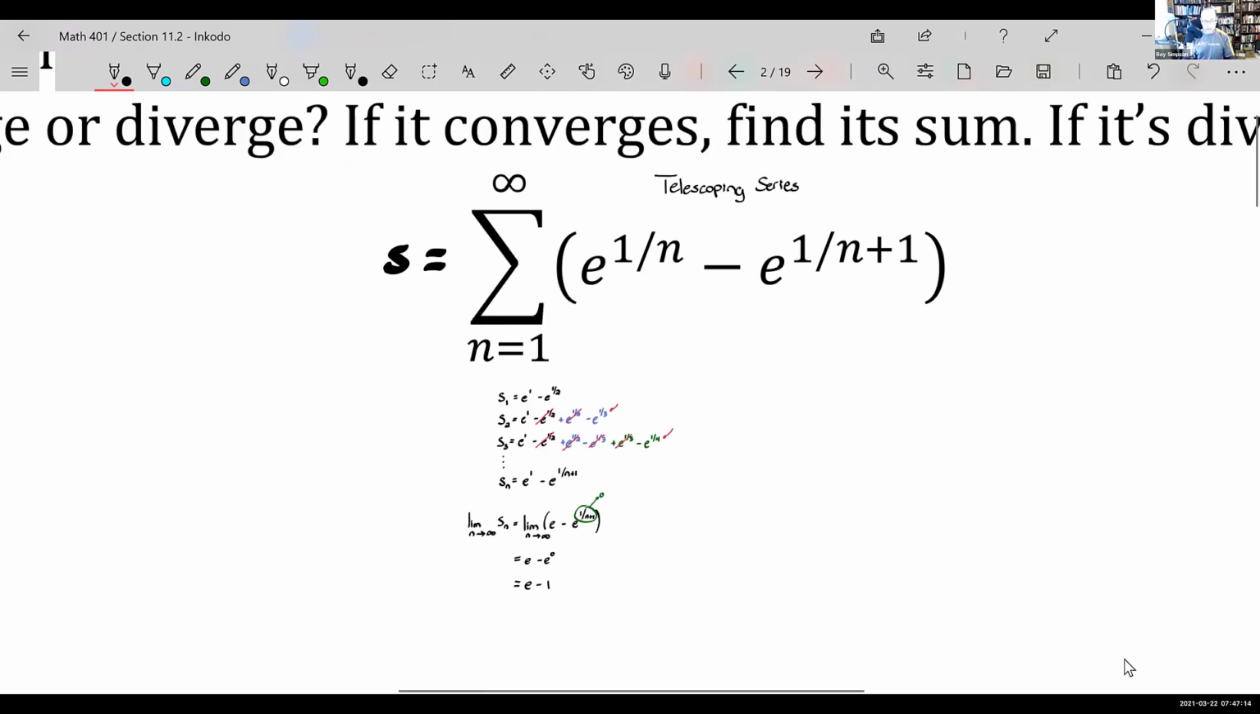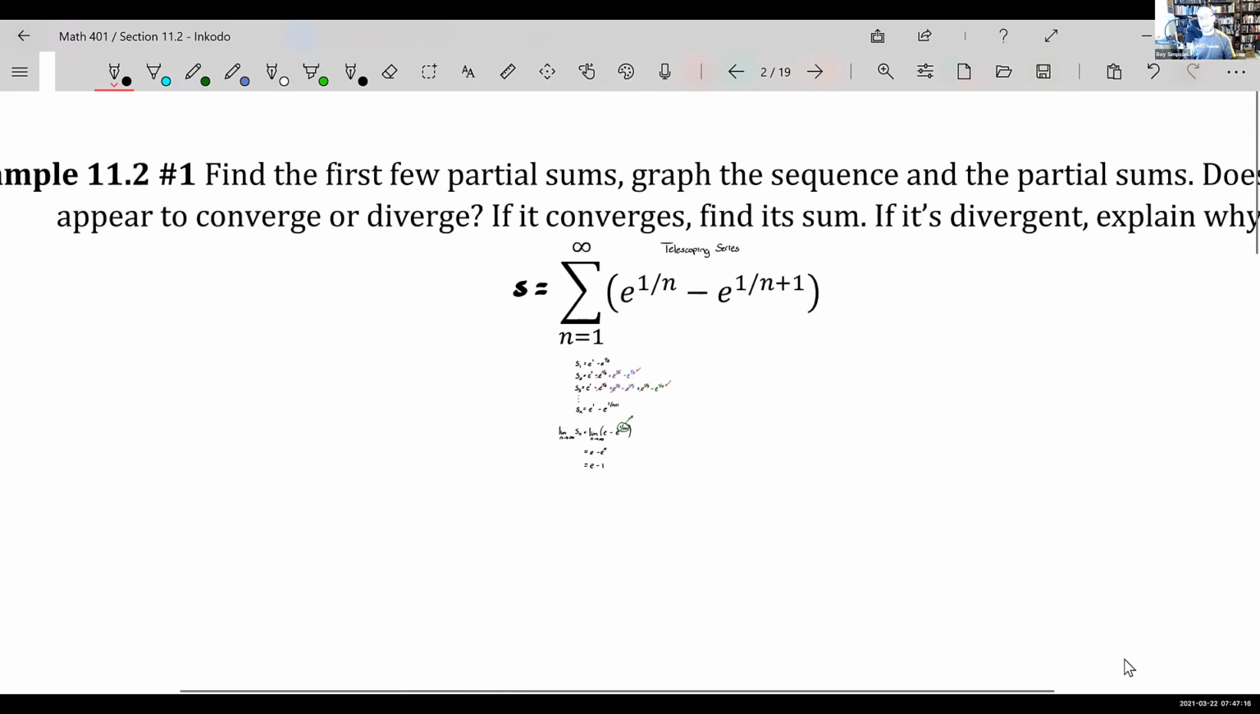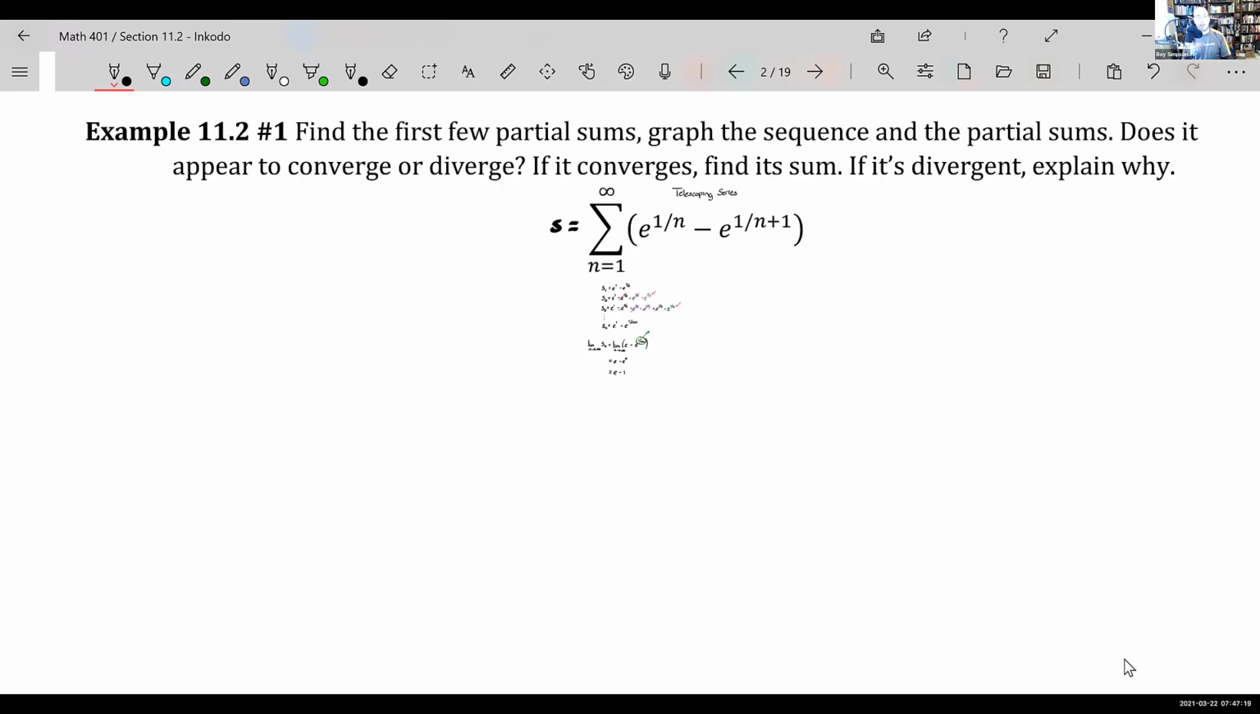So this is a very unique example in that, because it's a telescoping series, it collapses down and we can actually find its summation.